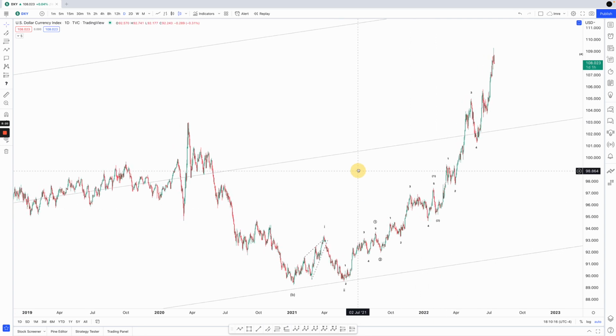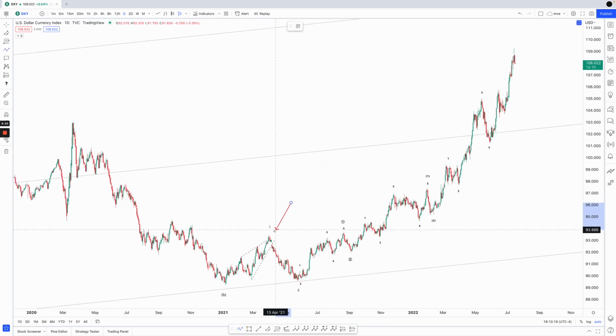So what's an example of that? Well, here in the dollar index, let's just take a look at this wave 1.